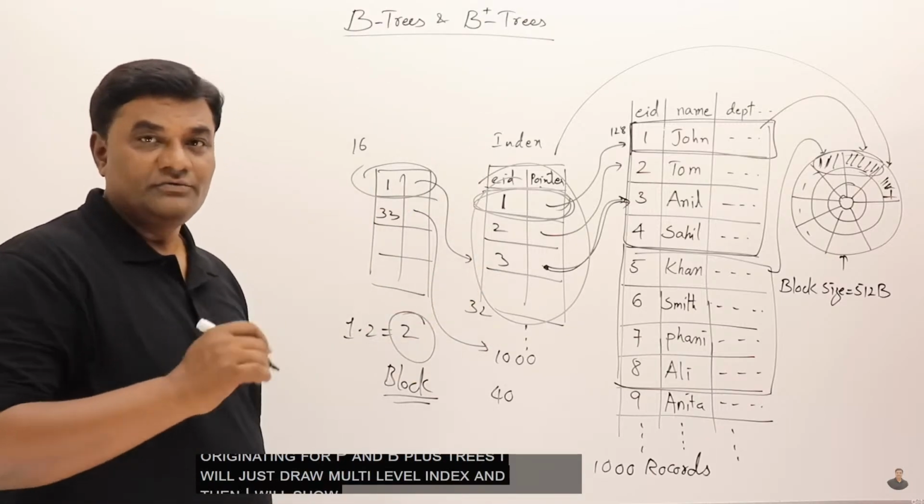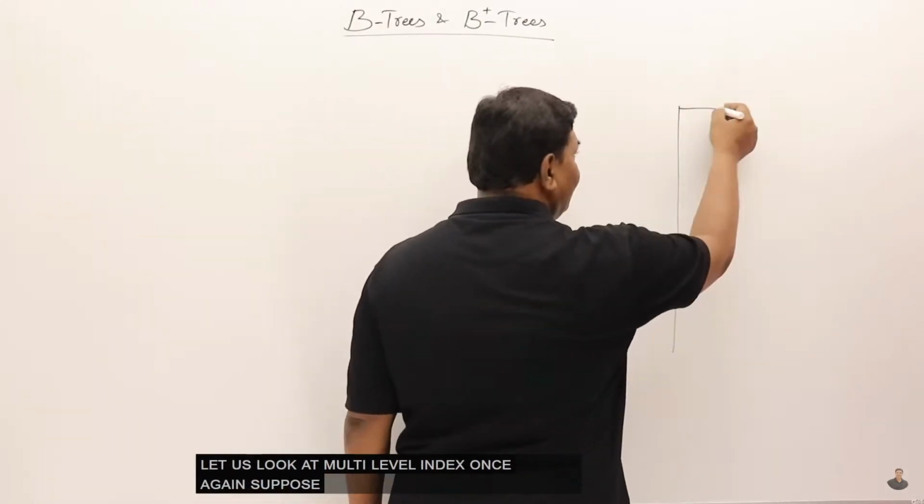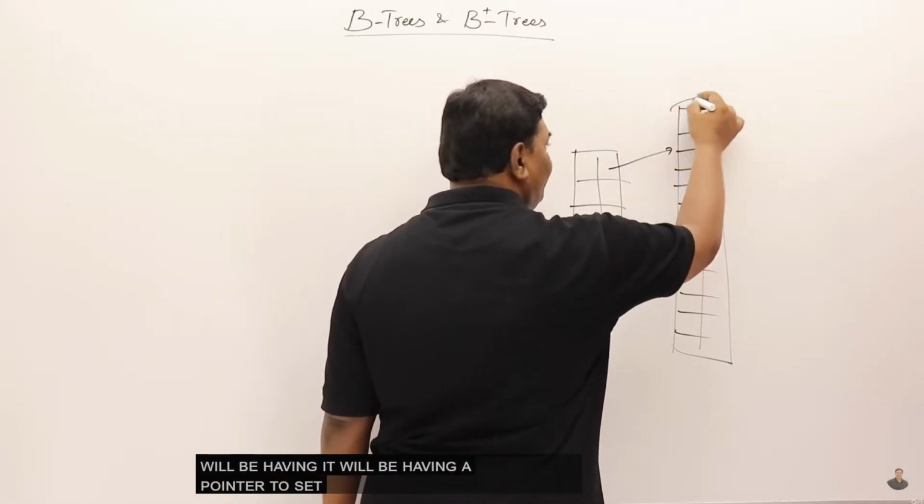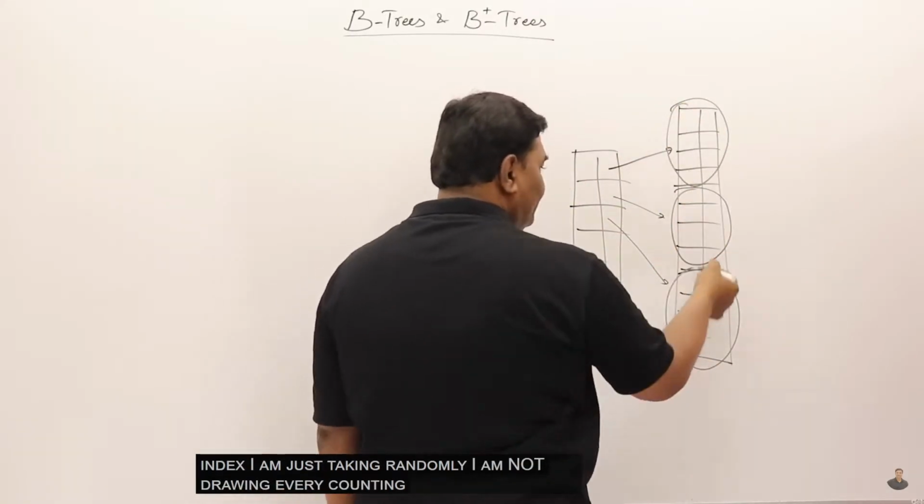I'll just draw multi-level index and then I'll show you how it looks like. Let's look at multi-level index once again. Suppose this is the main index. Now, we need one more index. Suppose this is too large. Then it will be having a pointer to a set of entries in the index, then a pointer to a set of entries in the index. I'm just taking randomly. I'm not drawing any counting. So this is having a pointer to these.